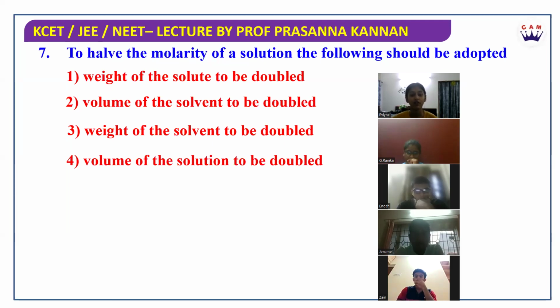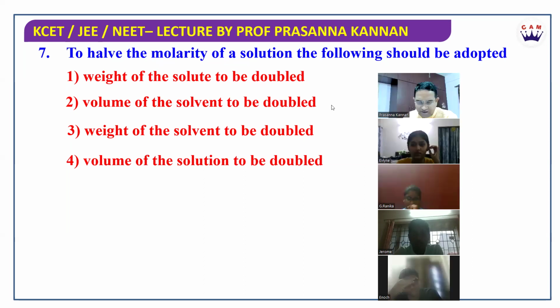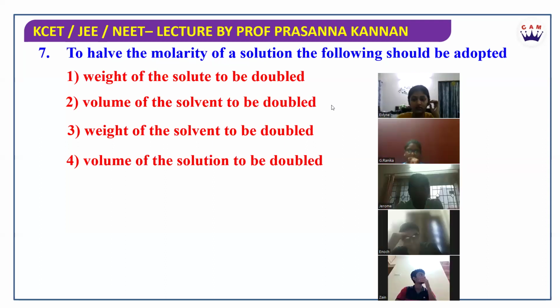Sir, volume of the solvent to be double, sir. Seema, you have to understand whenever I'm using molarity, molarity is number of moles per volume of the solution, correct? So weight of the solvent to be double. Nothing. Volume of the solution is to be doubled. That's all. We just saw in the previous case, if temperature is increased, volume increases, therefore molarity decreases, correct? So if you increase the volume, molarity will decrease, correct?